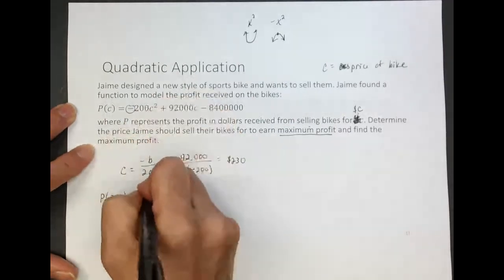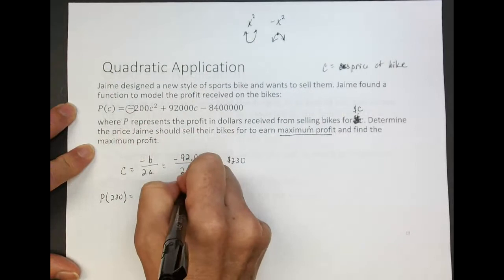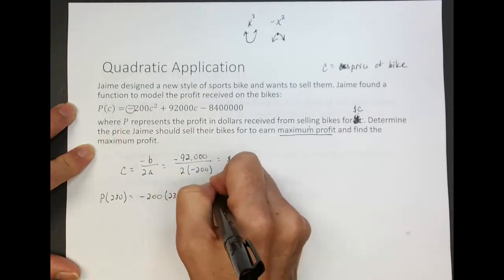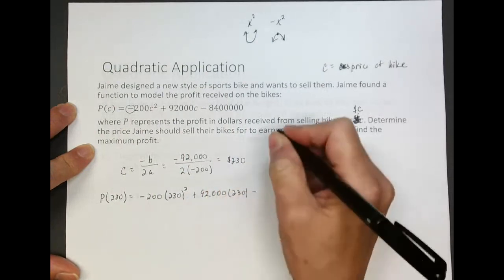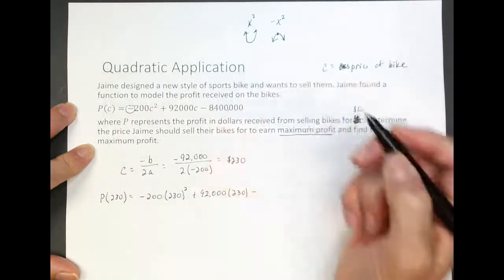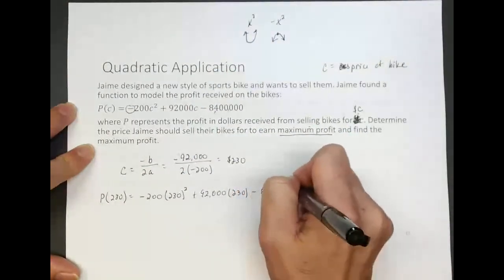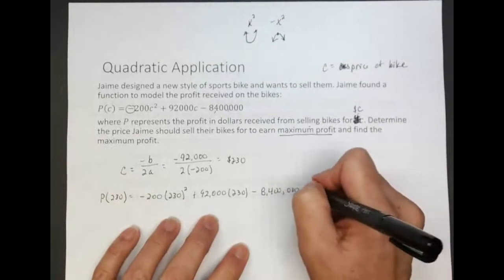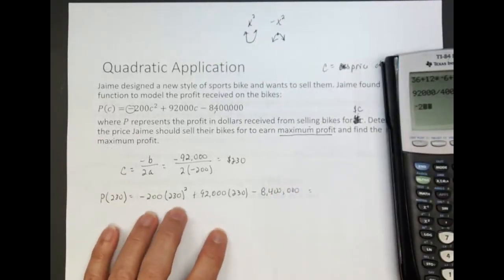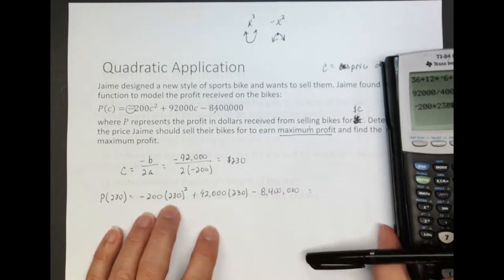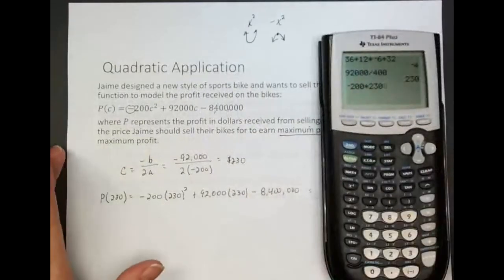So I'll plug the 230 in for the C. So negative 200 times 230 squared plus 92,000 times 230 minus, what is that number there? 8,400,000, right? Lots of zeros there. Let's see what that maximum profit is. All right, negative 200 times 230. Put that in my calculator over here. There, you see it now.